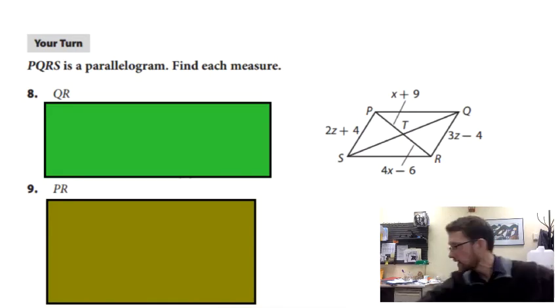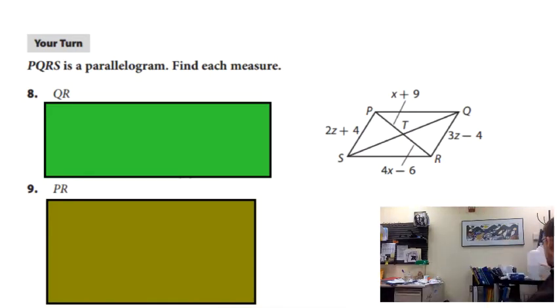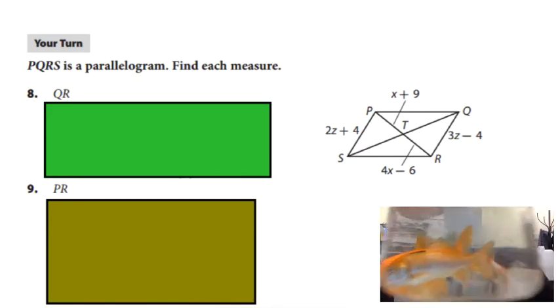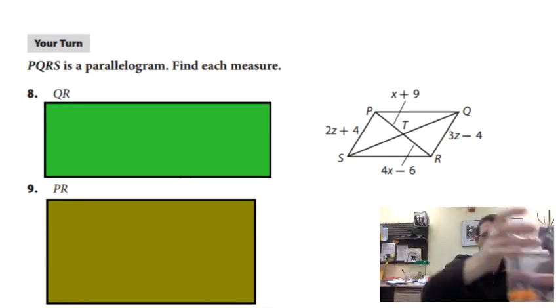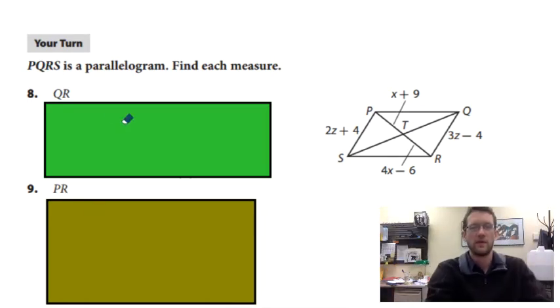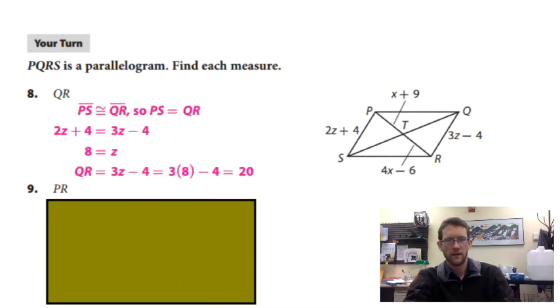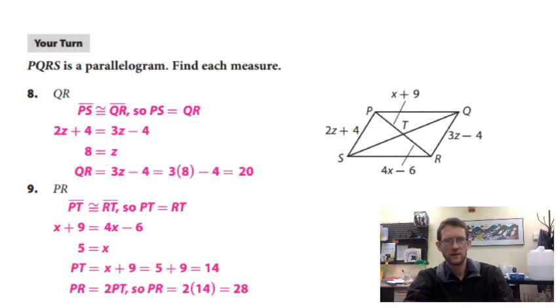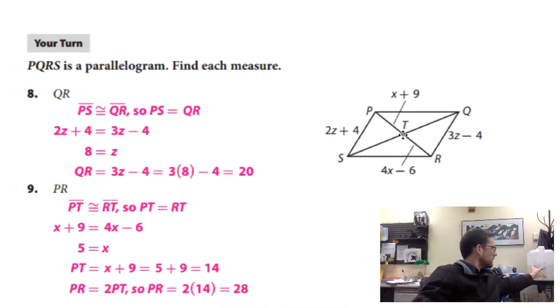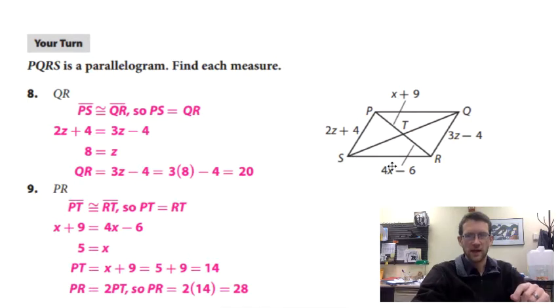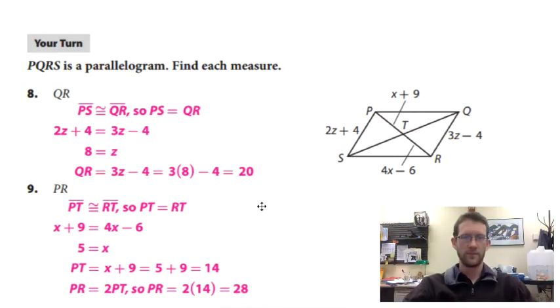Go ahead and pause here. And hopefully you got these answers. Remember, the diagonals bisect each other. So that means that the two segments that make up a single diagonal are equal.